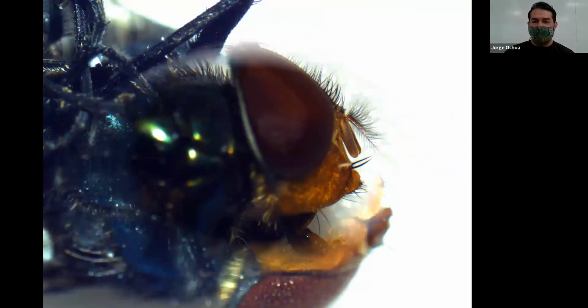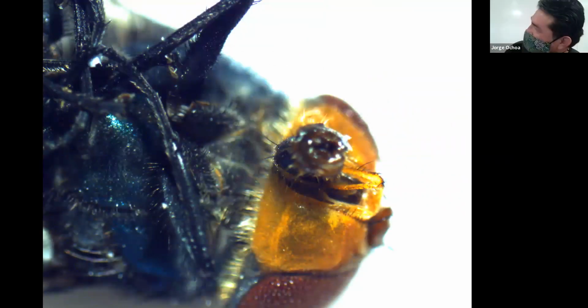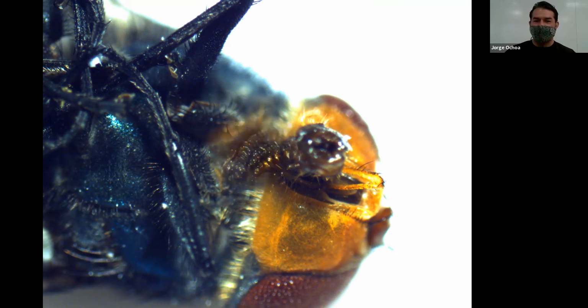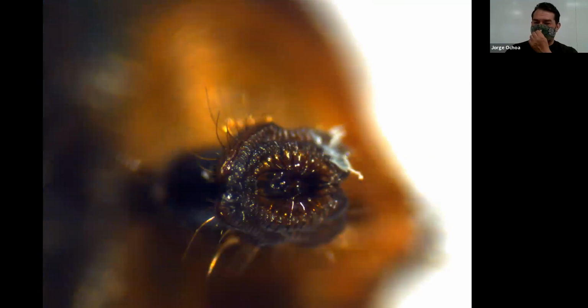And if you've never seen the mouth of a fly, that's how it looks. It's nothing more than a kind of sponge. It's just going to walk around and sponge the food. And this is an even closer-up of the mouth of the fly right there. So it doesn't bite. It just sponges things around.